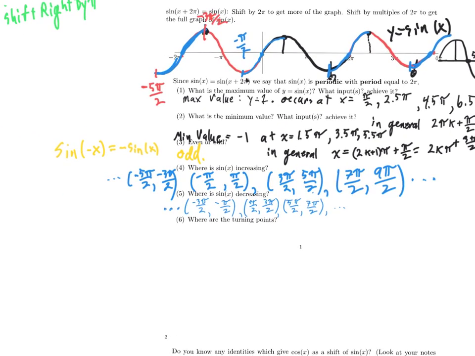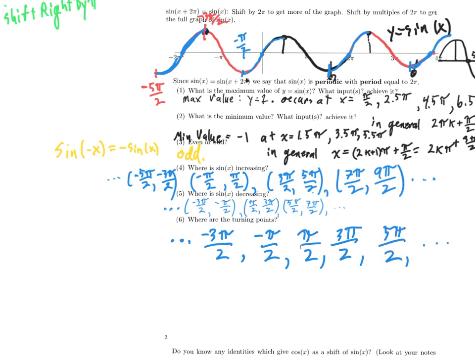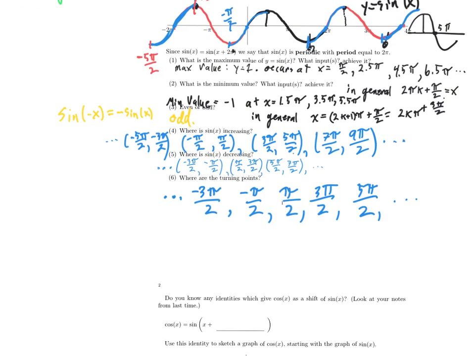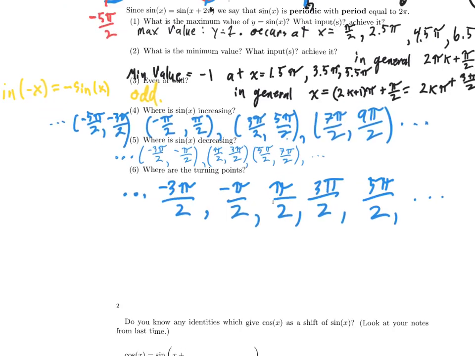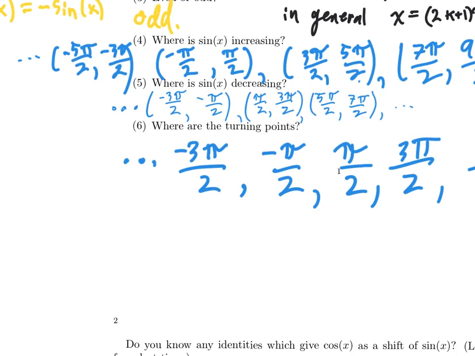Let's try to locate the turning points. So it looks like it changes from increasing to decreasing at negative 3 pi over 2. It changes from decreasing then to increasing at, sorry, negative pi over 2. It changes again at pi over 2. It changes again at 3 pi over 2. It changes again at 5 pi over 2, and so on. So it looks like it has a turning point at any odd multiple of pi divided by 2.